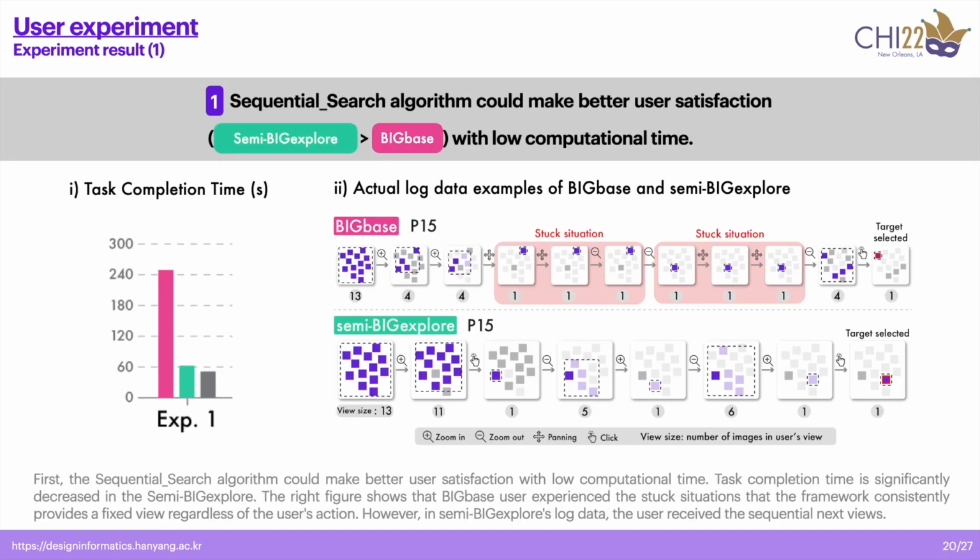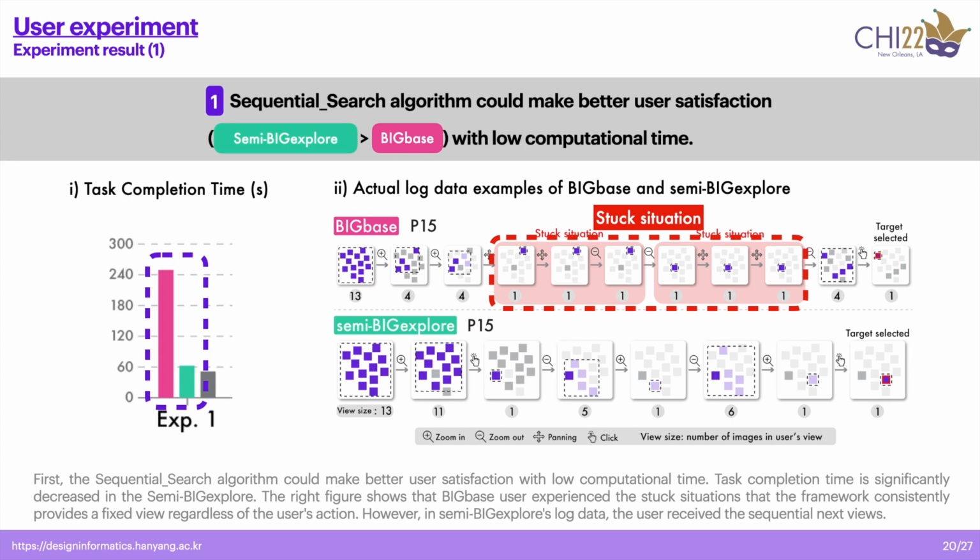First, the sequential search algorithm could make better user satisfaction with low computational time. Task completion time is significantly decreased in the semi-BIGexplore. The right figure shows that big-base users experienced the stuck situation where the framework consistently provides a fixed view regardless of the user's action. However, in semi-BIGexplore's log data, the user received the sequential next views.